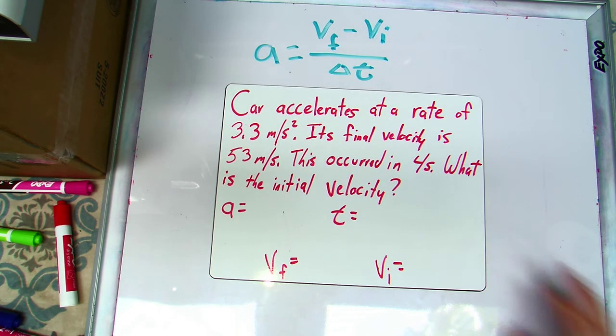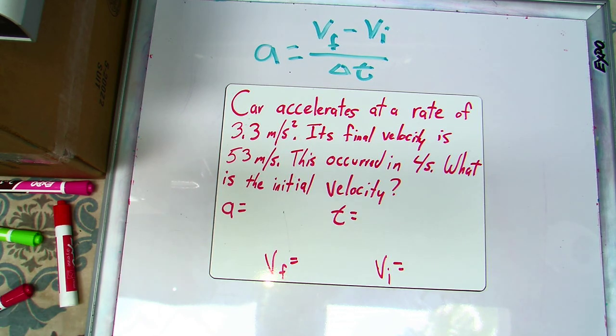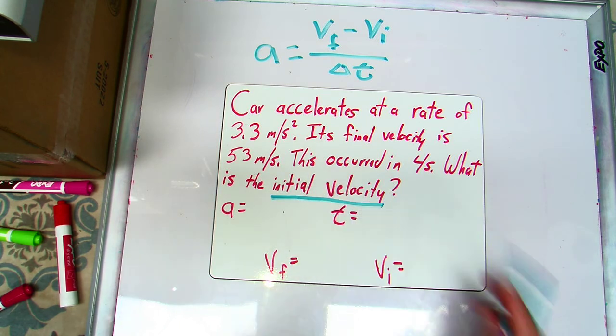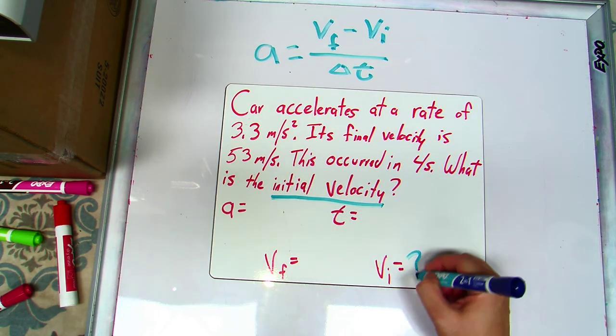Alright. So the car accelerates at a rate of 3.3 meters per second squared. Its final velocity is 53 meters per second. This occurred in 4 seconds. What is the initial velocity? Uh-oh. Changing things up on us. We don't know the initial velocity. That's what we're looking for.